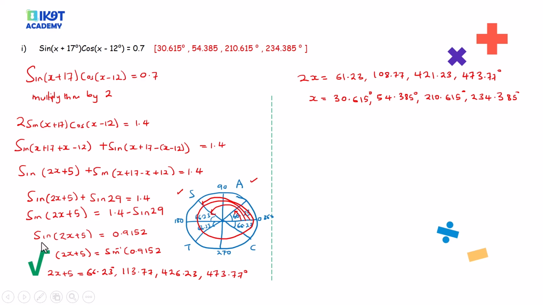And then here we have sine of this is equal to that. That's after putting this into our calculator. Then 2x plus 5 is equal to sine inverse of this. We put this into our calculator, we get 66.23.